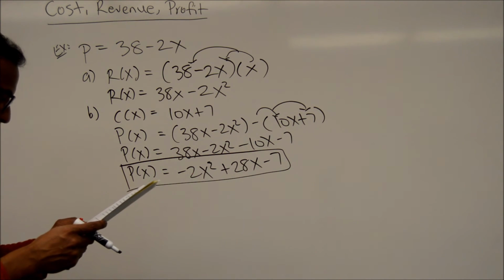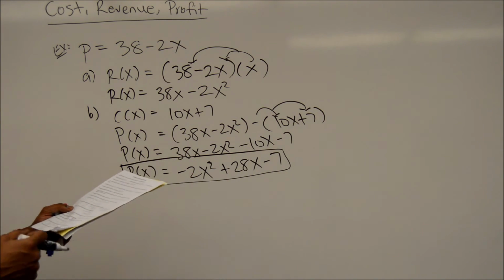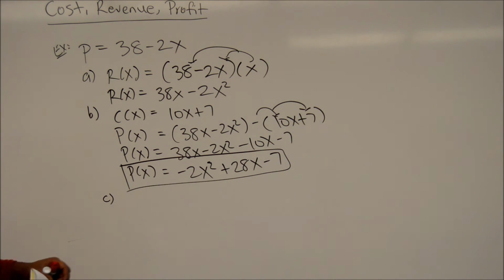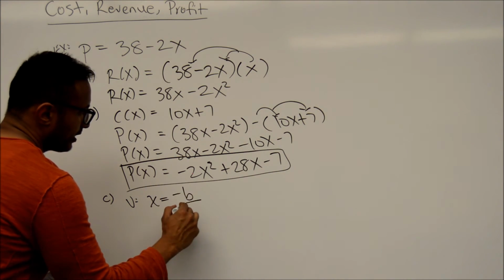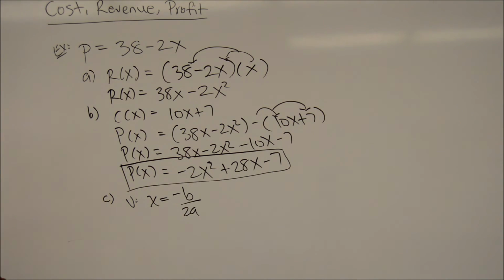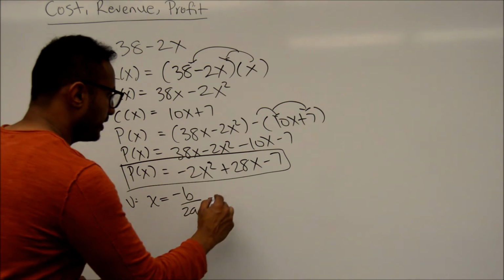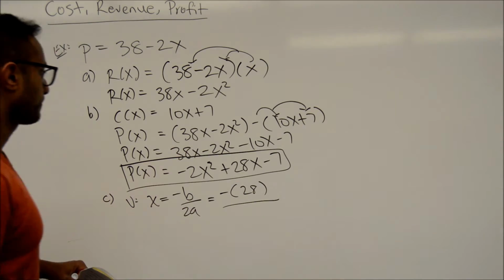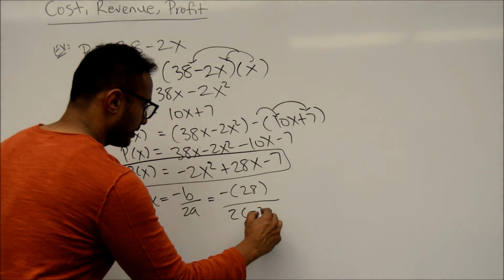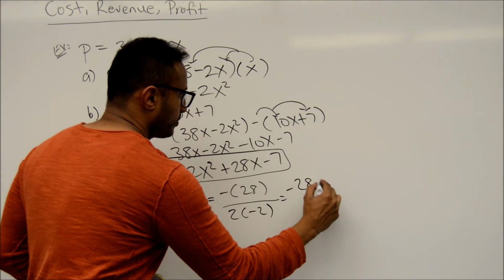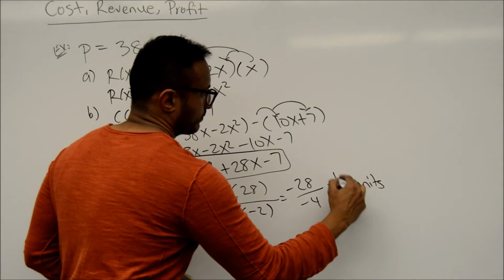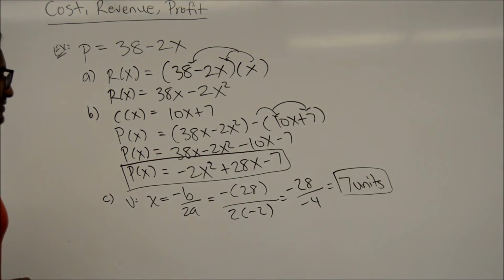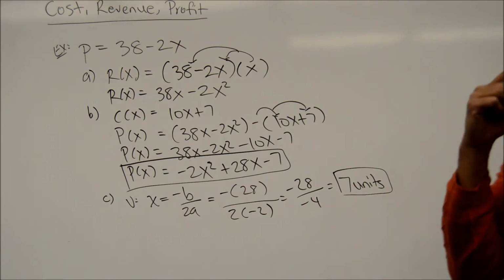All right, part C. How many units must be sold to maximize the profit? So in part C, remember the maximum or the minimum of a quadratic function occurs at the vertex. The x value of the vertex is given by x equals negative b over 2a. So in this case, our b value is 28, so we have negative 28. Our a value is negative 2, so we have 2 times negative 2. This gives us negative 28 over negative 4, which will give you 7. So we have to sell 7 units, or 7 leashes, to maximize our profit.